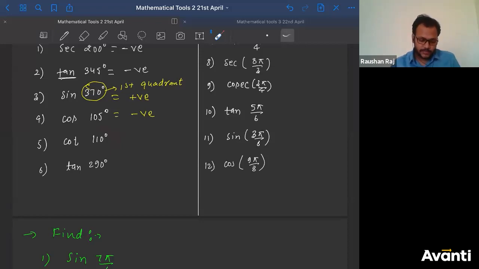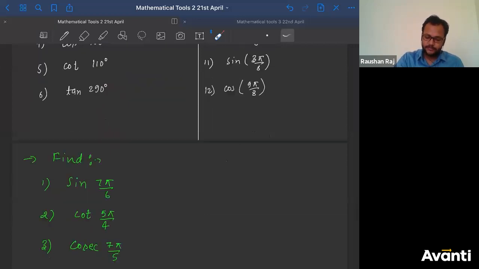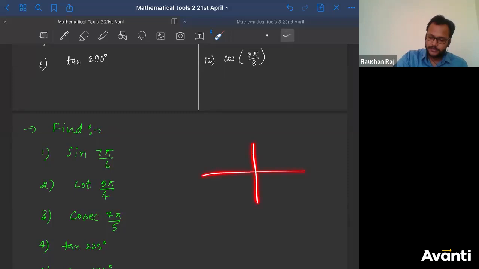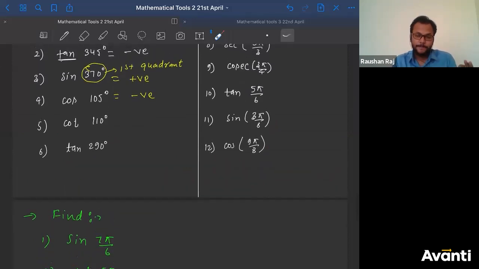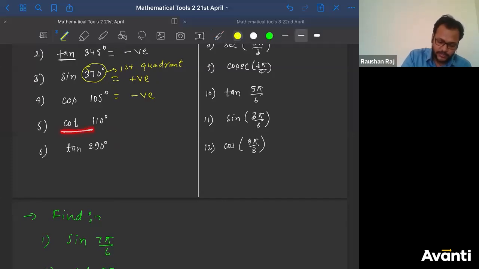Okay. So 110 degrees. In which quadrant will this 110 degrees lie? If I draw this again, this is 0 degrees, this is 90 degrees, this is 180 degrees. In which quadrant will 110 lie? Between 90 and 180, that means the second quadrant. In the second quadrant, which trigonometric ratios are positive? Sine and cosec. So what about cot? It will be negative here. Correct?